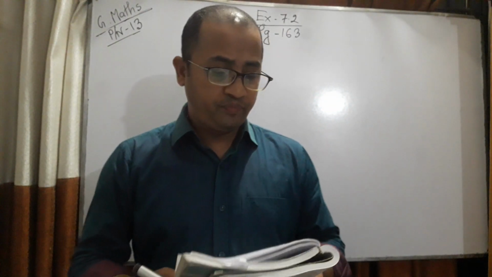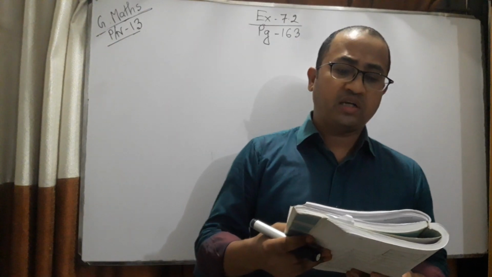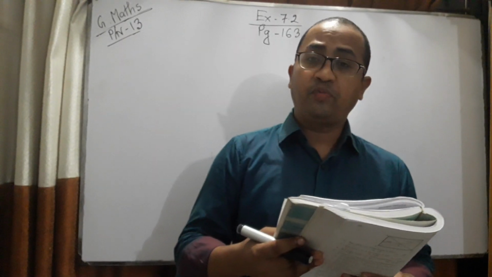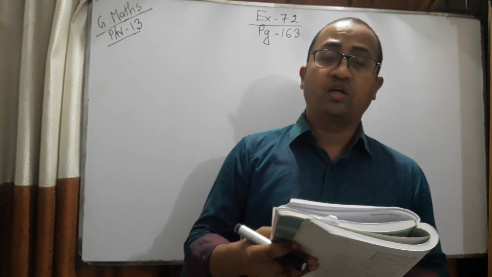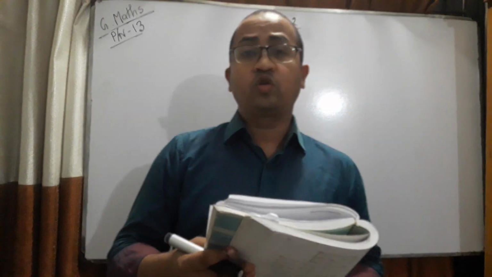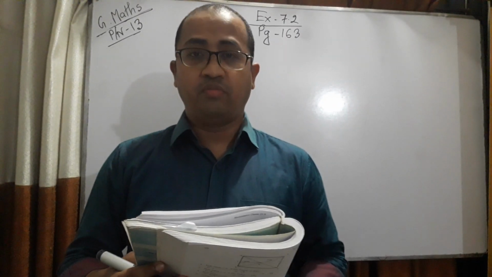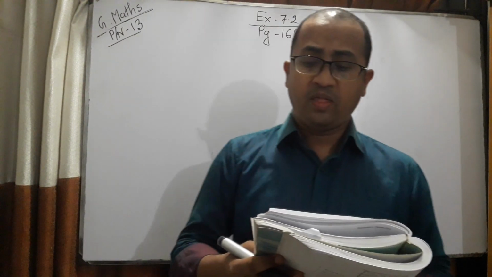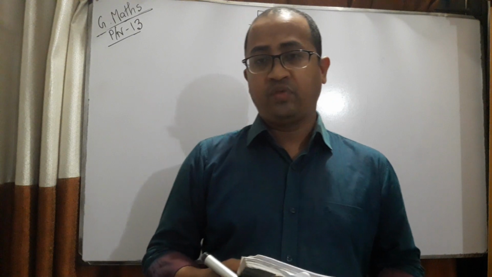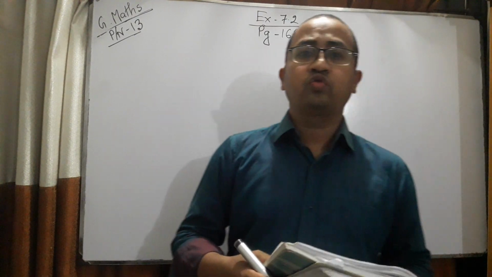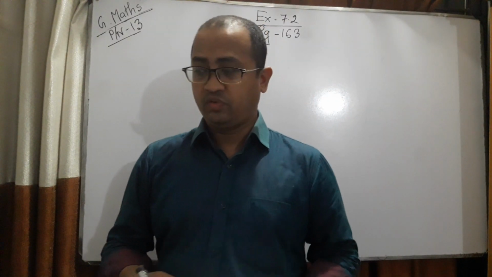Question number 13. The length of a side of a rhombus and an angle are 3.5 centimeter and 45 degree respectively. Construct the rhombus. It is given two pieces of information: one side of the rhombus and one angle of 45 degree. We will construct the rhombus. So at first you should draw the given information.